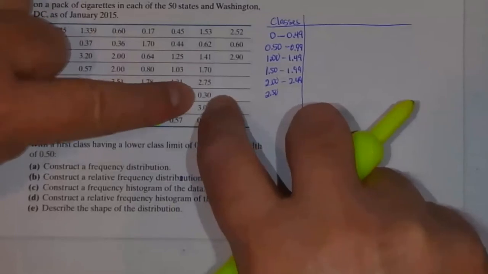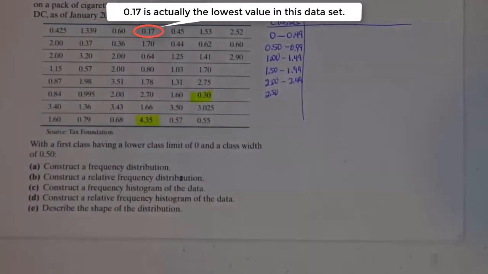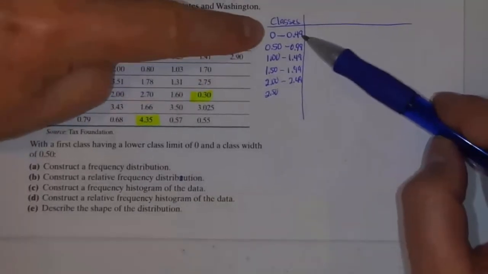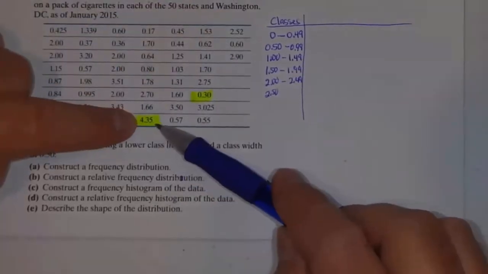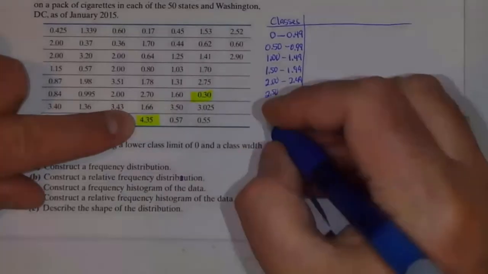I think 30 cents is the lowest one. Anyway, we're not really going to do this by hand, but my point is that that's going to go in the first class, and I'm going to need a class for the 435 to go into. So I need to keep going until I get there.